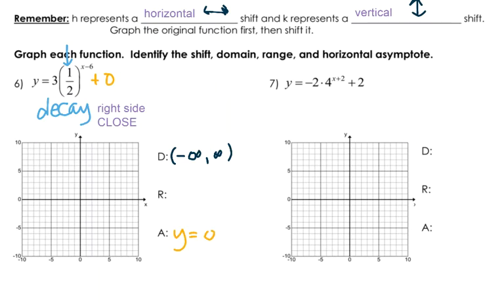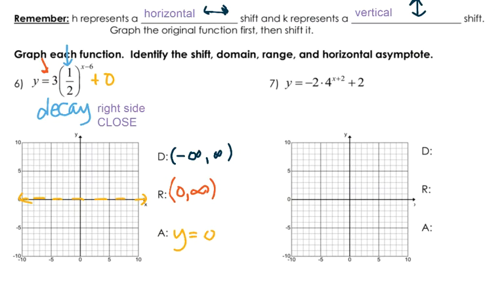Go ahead and graph that. I also know that my a value is positive. Since a is positive, that means that the range is going to be 0 to infinity. My graph is going to be above the asymptote.